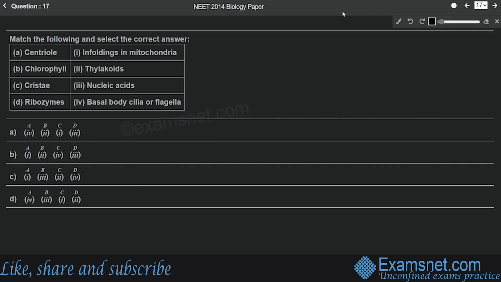Question number 17 is from the chapter Cell, and the question is, match the following and select the correct answer. The first one is centriole, and we know that centrioles form the basal body of cilia and flagella. So the correct match for A will be number 4. Then the second one is chlorophyll. Chlorophyll is present in the thylakoids of the chloroplast, so this is already matched here. The correct match for B will be number 2.